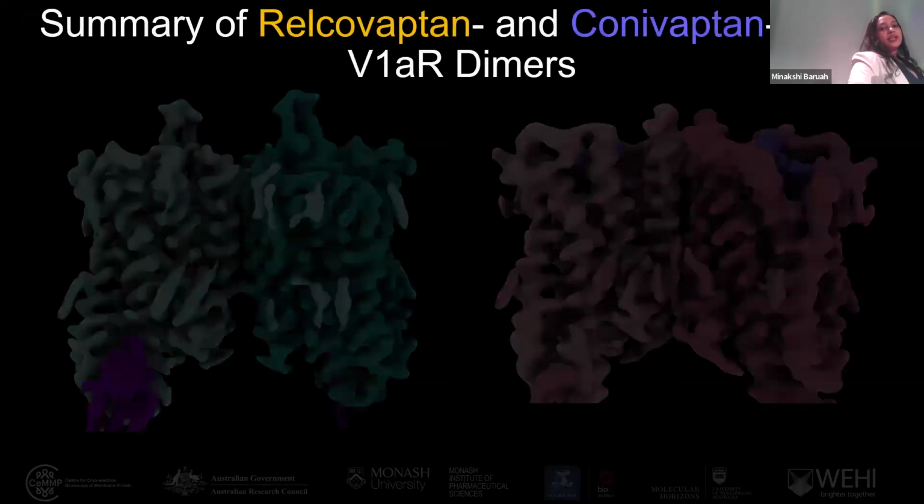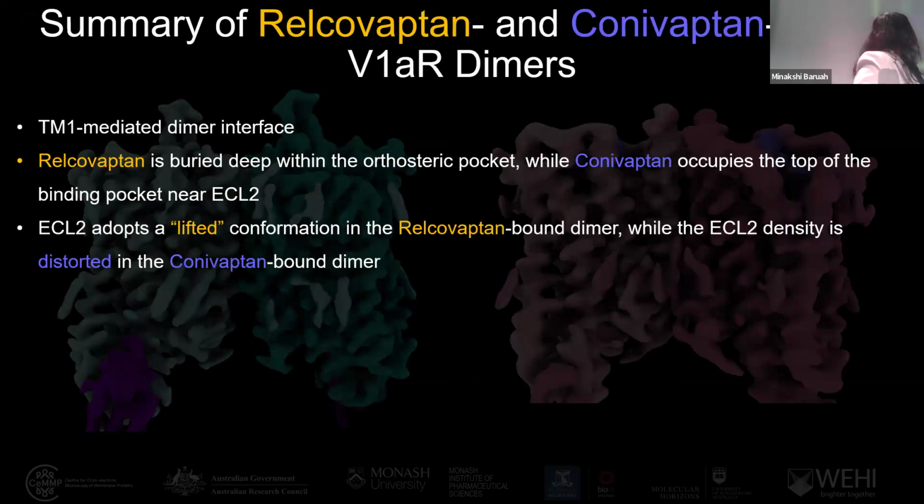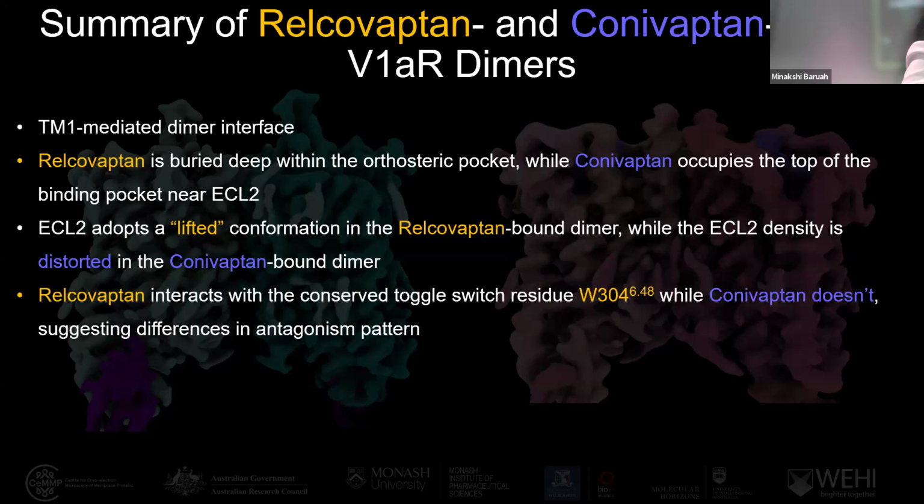So, as a summary, we have got a TM1 mediated dimer interface. Velcovaptan is buried deep within the pocket while conivaptan occupies the top of the pocket. And ECL2 adopts a lifted conformation in velcovaptan, whereas we couldn't see any ECL2 density in my conivaptan treated dimer. And velcovaptan interacts with the toggle switch while conivaptan doesn't.